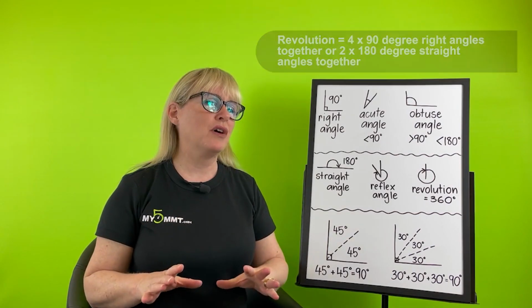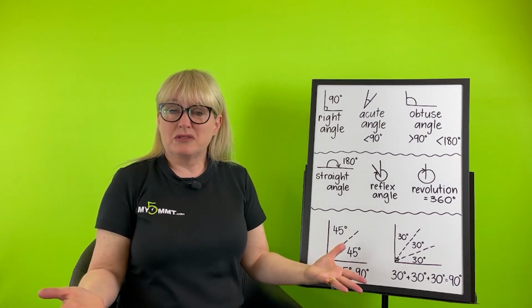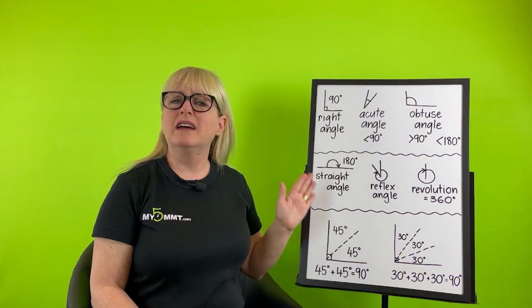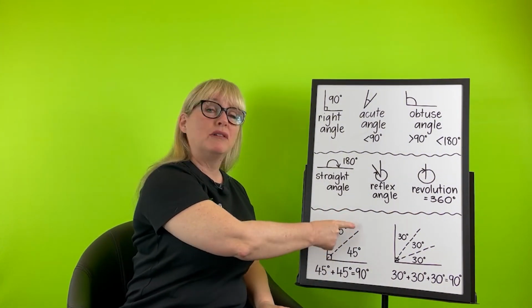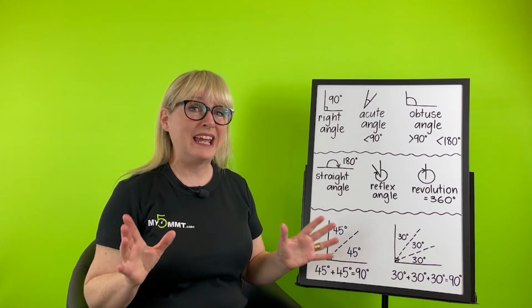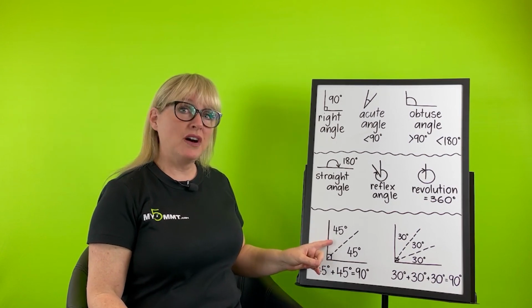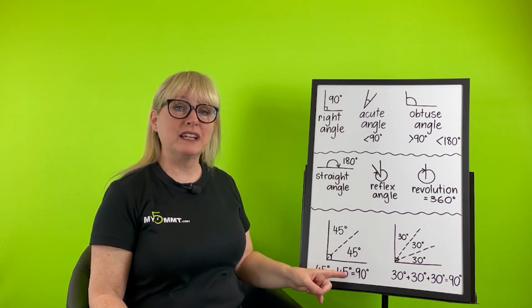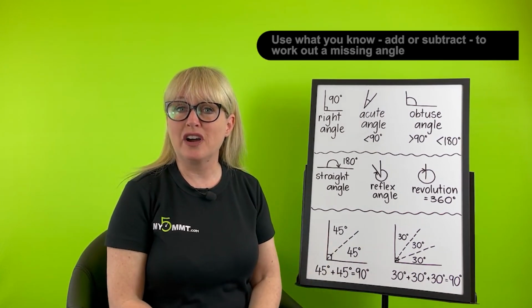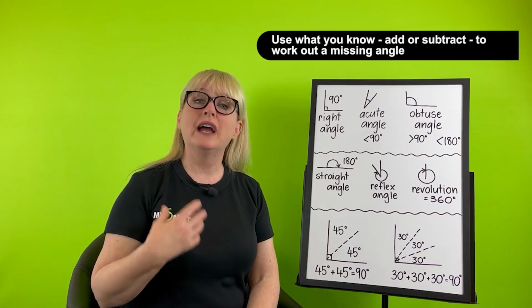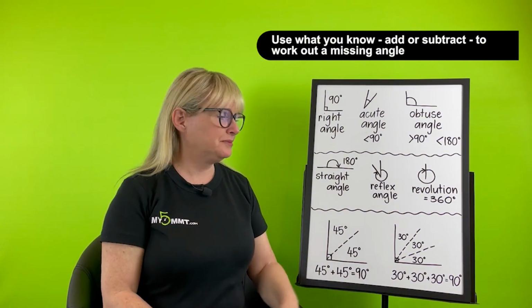So now that we've gone through our different types of angles, we can use that when we have no measuring equipment and we want to work out missing angles. For example, I've cut my 90-degree right angle exactly into 2 equal parts, in half. And I've worked out that 45 degrees and 45 degrees makes 90 degrees. It's exactly half of 90. So I use what I know and add or subtract and work out my missing angle.